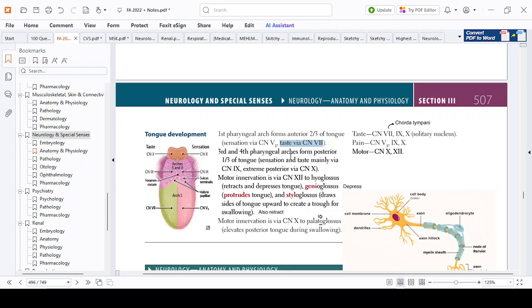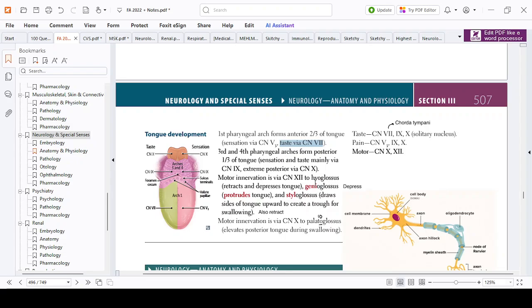Now the third and fourth pharyngeal arches form the posterior 1/3 of the tongue, sensation and taste mainly via cranial nerve 9, extreme posterior via cranial nerve 10. Motor innervation is via cranial nerve 12 to the hypoglossus. So just remember this line. All the intrinsic muscles of the tongue are supplied by the hypoglossal nerve except palatoglossus. Palate is up, tongue is down. So palatoglossus, vagus nerve. All the others, hypoglossal.